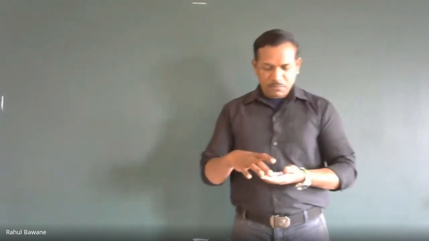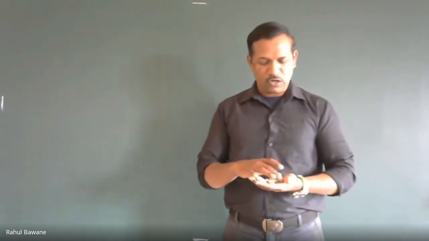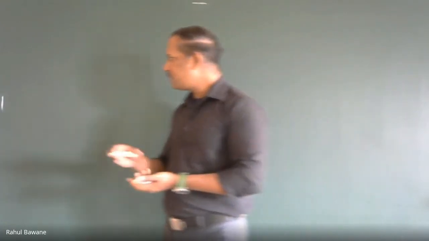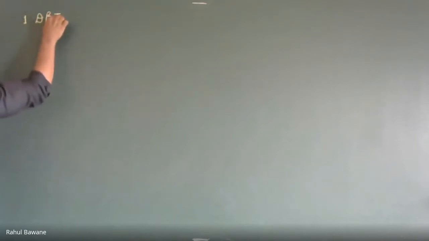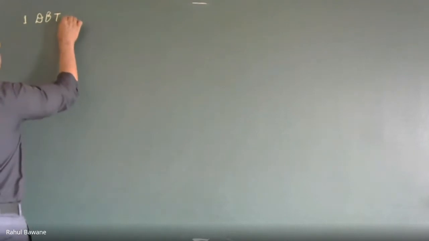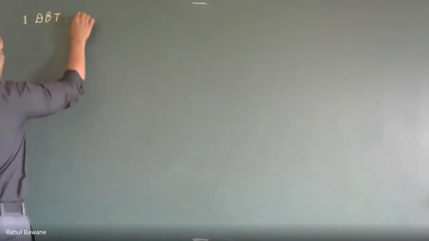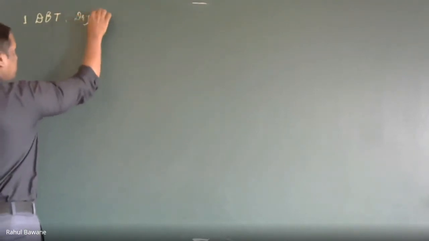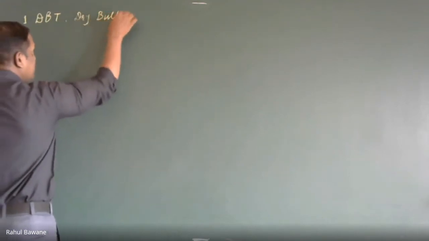So before that, we must know some terminology which we are going to use to plot our psychrometric process. So the basic terminology we will start with, first is DBT. So what is DBT? DBT stands for dry bulb temperature.